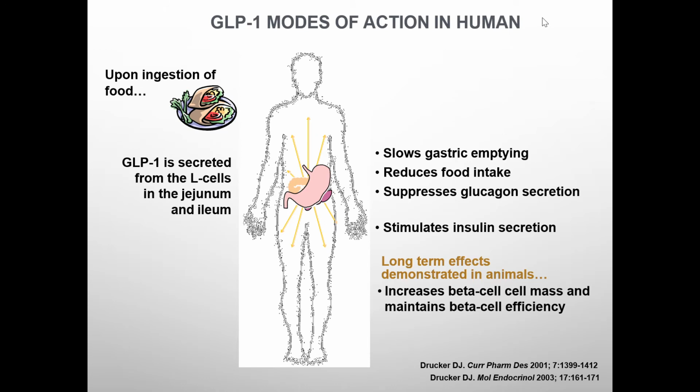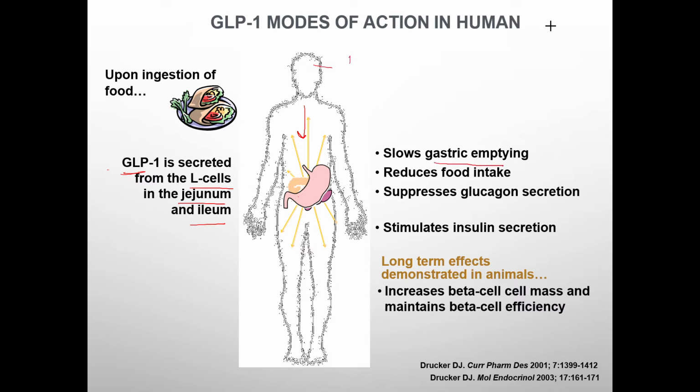Now this is the mode of action of GLP-1. After ingestion of food, as food goes into the gut, it causes the release of GLP-1 from the L cells present in the jejunum and ileum. So as the food goes down, it stimulates the L cells in the jejunum and ileum to cause the release of GLP-1. Then GLP-1 acts on the gut to slow gastric emptying.